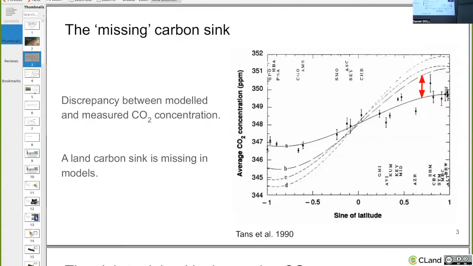So what's the carbon sink? The whole thing started with this famous paper of Tans et al., where they showed for the first time that climate models which assume that the land biosphere is carbon neutral were not able to capture the latitudinal gradient in atmospheric CO2 concentration, here indicated by these points. And the models would be these broken lines. And you can see that there's a discrepancy.